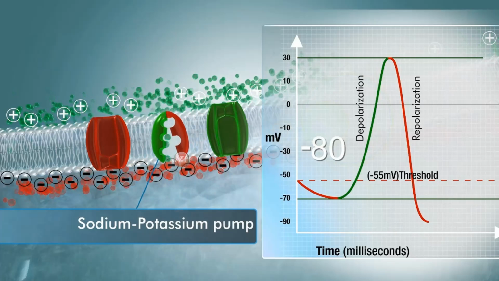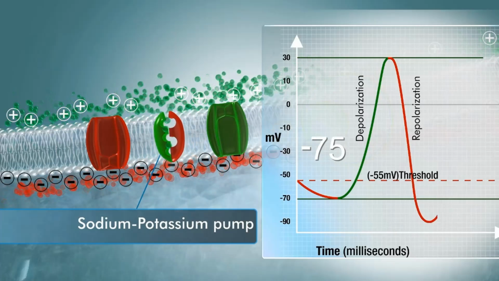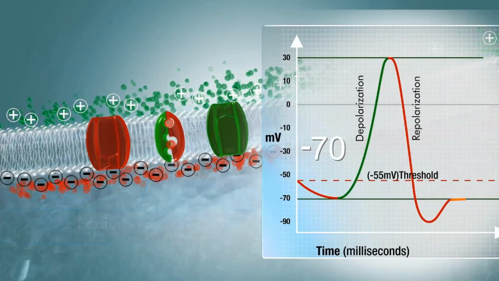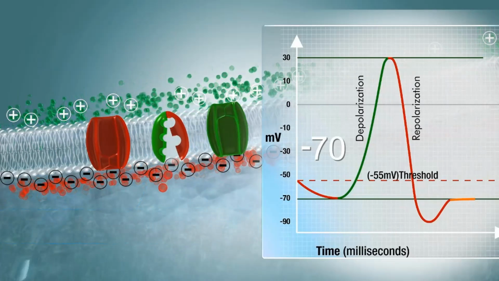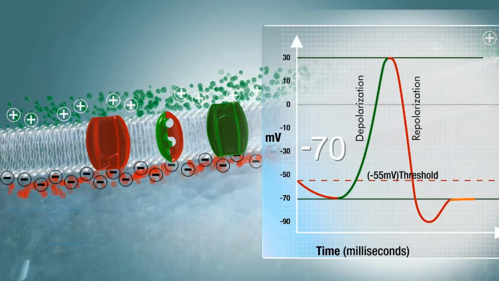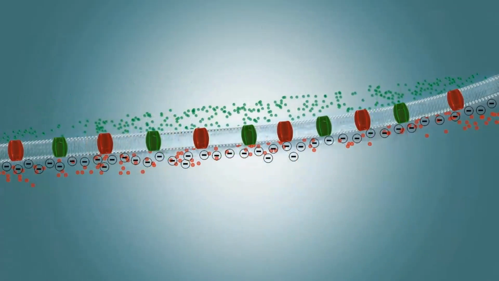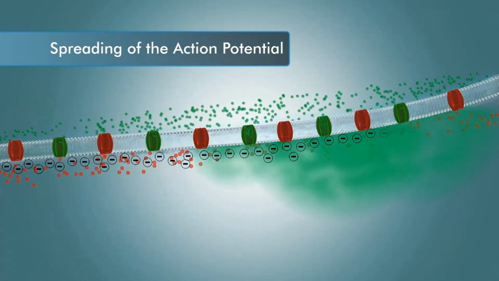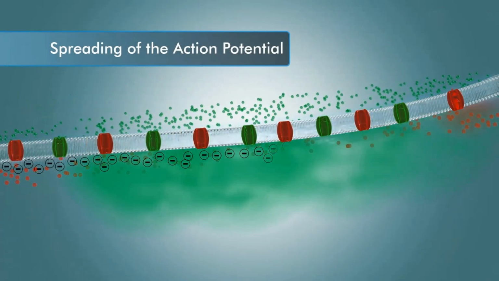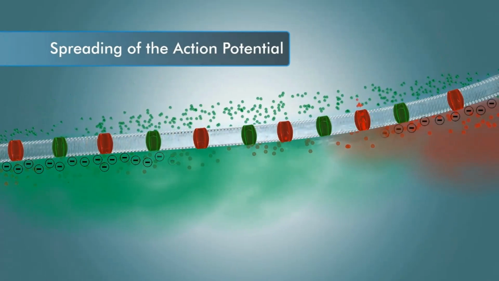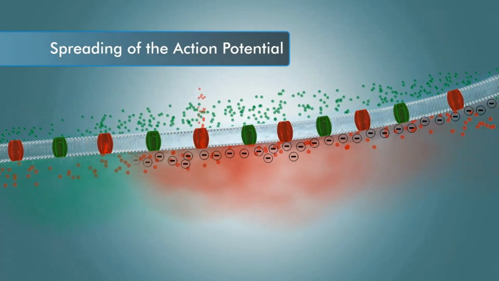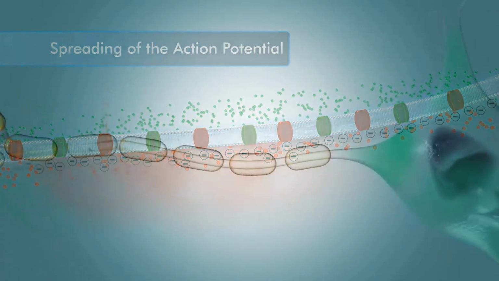Sodium-potassium pumps transport sodium ions out of the cell and potassium ions into the cell to restore ion concentrations and, along with leak channels, re-establish its resting membrane potential. The depolarization of one area of the cell membrane causes neighboring voltage-gated sodium and potassium channels to reach their threshold. The result is the action potential spreads like a wave across the entire cell membrane.